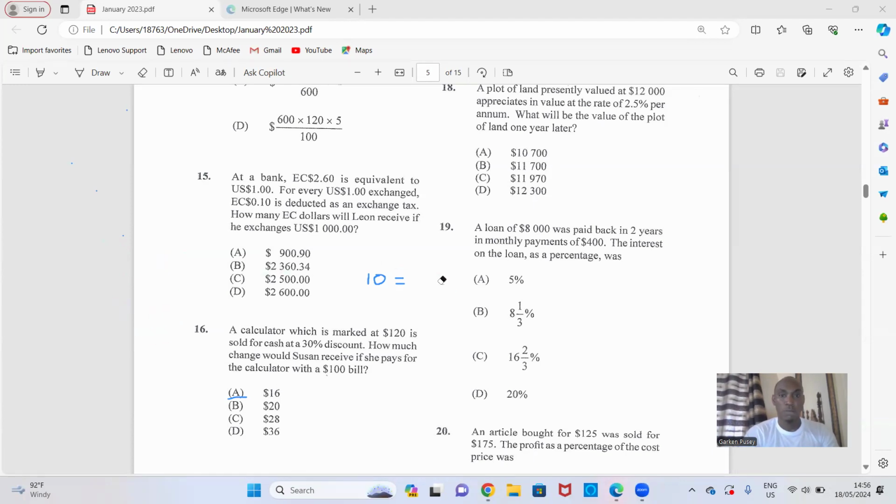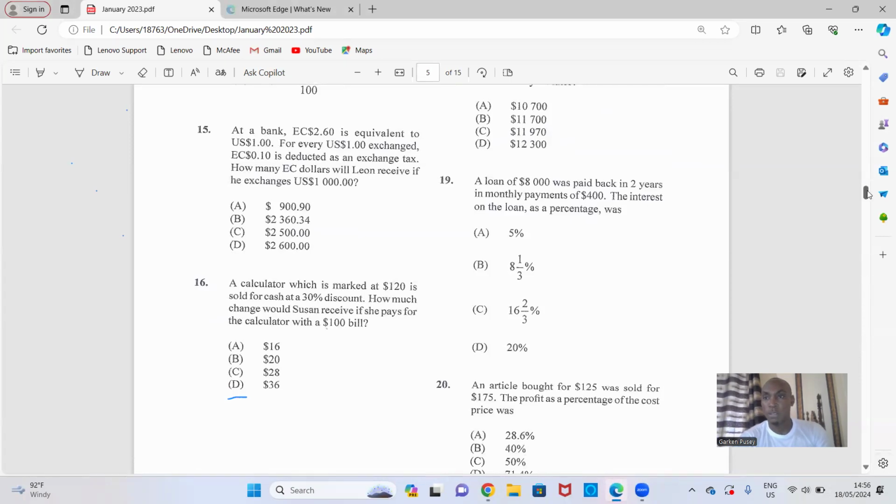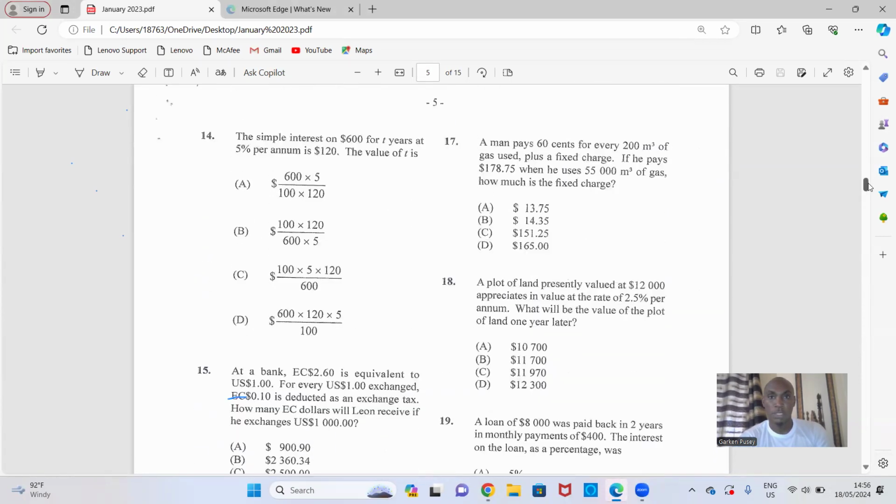We jump into question number 17. So let's see if we can scroll down to question number 17. Where are we now? Oh, I'm going in the opposite direction. Question number 17. All right. Good. It says a man pays 60 cents. And remember, 60 cents means 0.60. So we should know that. So let me type that: 60 cents is 0.60 or 0.6. So bear that in mind.